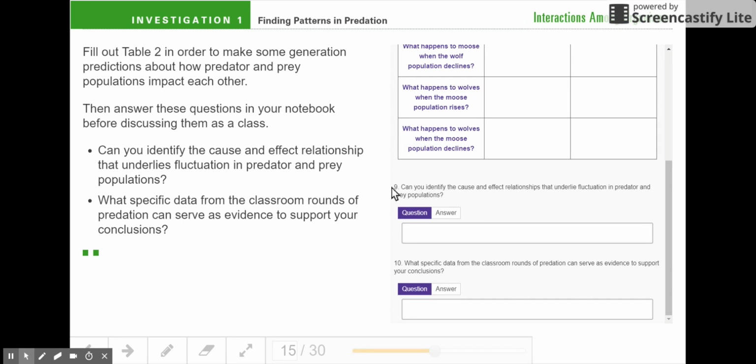Think about if there's too much prey, what happens to that predator population? If there's too little prey, what happens to that predator population? And what specific data from the classroom rounds of predation, from that data we picked up yesterday, can serve as evidence? So you'll look at your table from yesterday in lesson 2, page 7, and tell me what specific data from classroom rounds of predation can serve as evidence to support your conclusions.